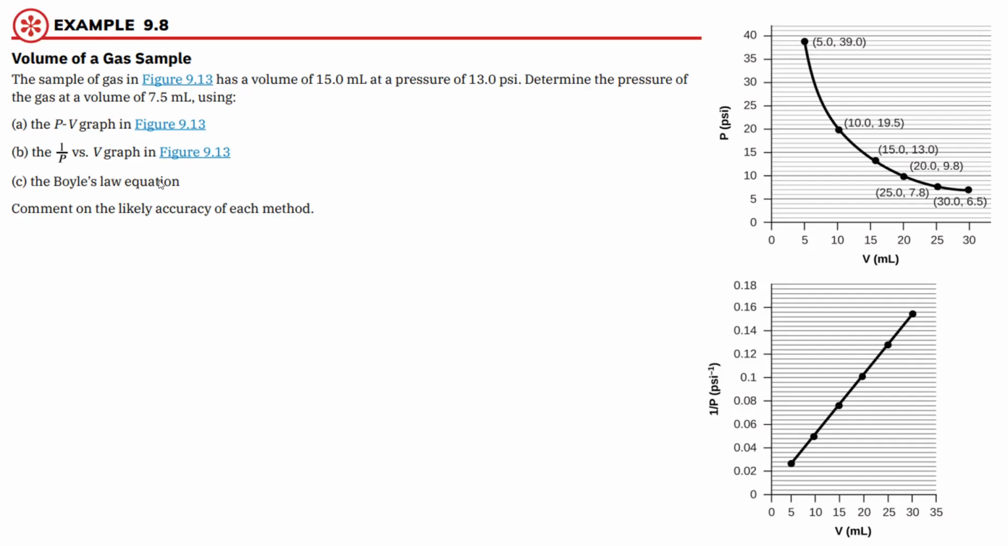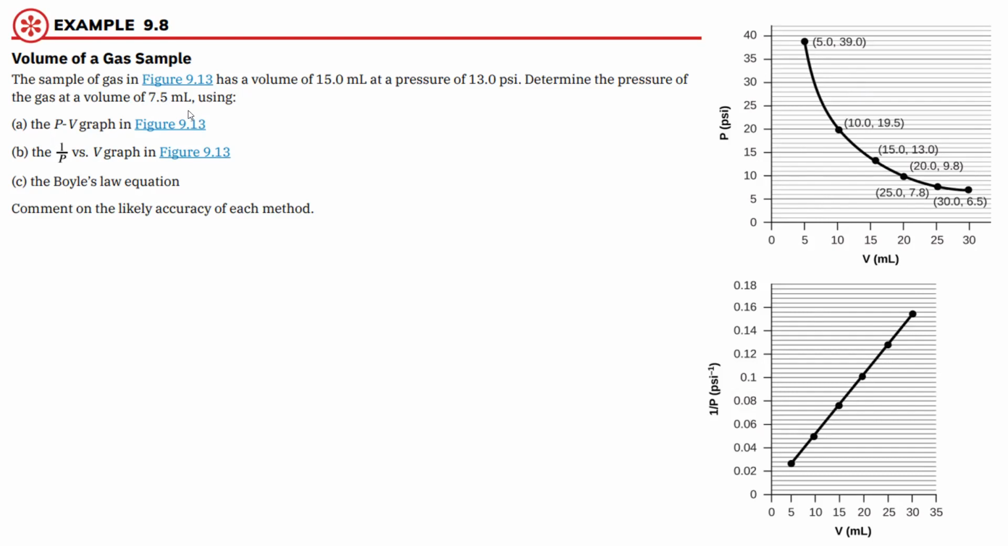And then we also want to use Boyle's law to determine the pressure of the gas at 7.5 milliliters. So again, we're assuming constant temperature. As the pressure and the volume change, we'll see that inverse relationship. As one goes up, the other's going to go down. That's why we've got the curve in the pressure versus volume graph. So we want to use all three of these different methods to, in some cases, estimate, or in the case of the equation, calculate the pressure of this gas at that new volume.